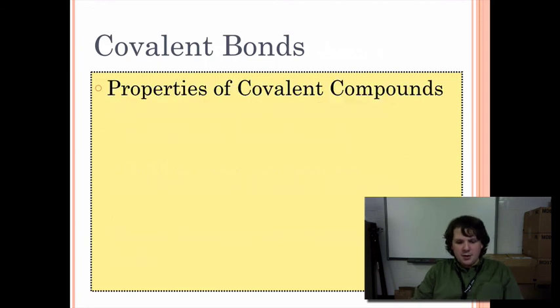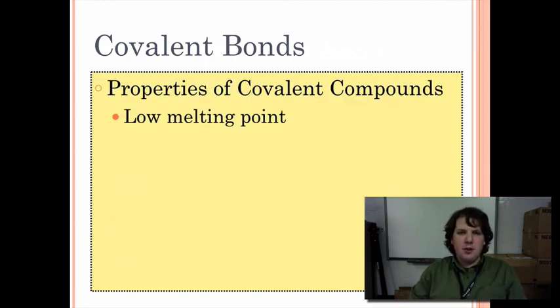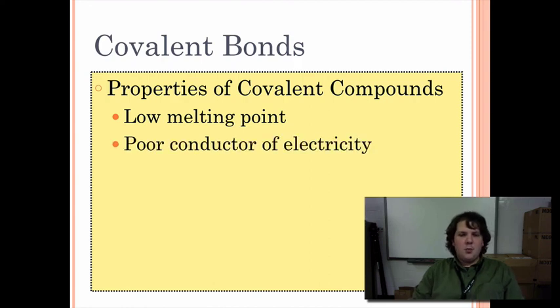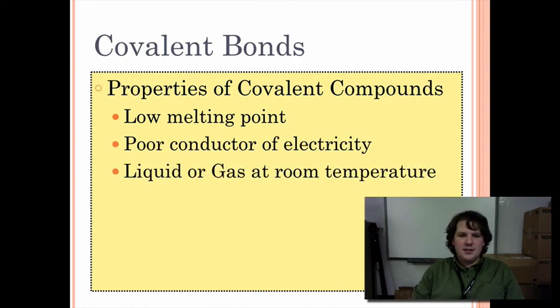All right, properties of covalent compounds. They have low melting points. They are poor conductors of electricity. And they are a liquid or a gas at room temperature.